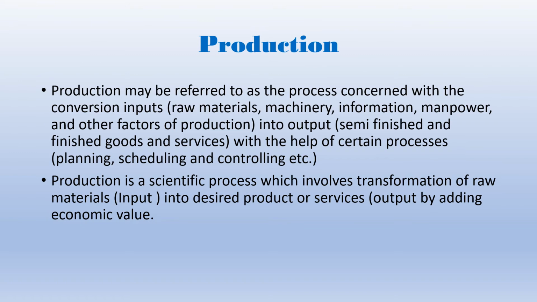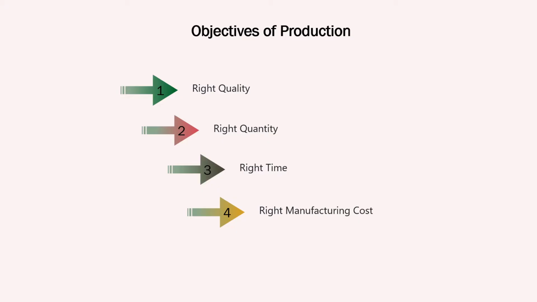To conclude, production is a process which involves the transformation of raw materials or inputs into a final product by adding economic value. Okay, so what are the objectives of production? The objectives of production are the main purpose of production, the reason why production is helpful, the existence of the system, the motto of production, and in what view it works. That is what we are going to study.